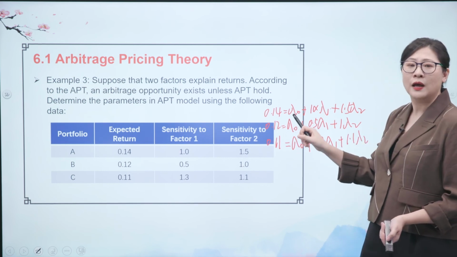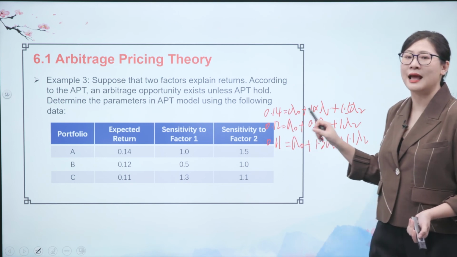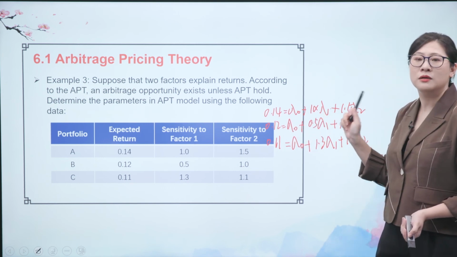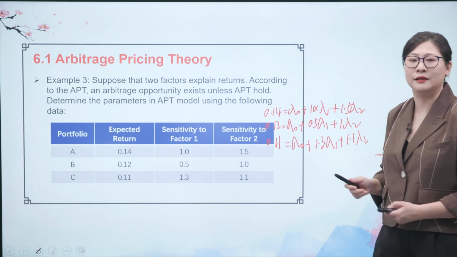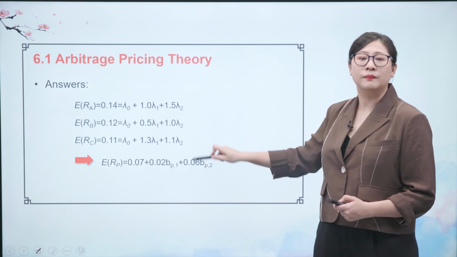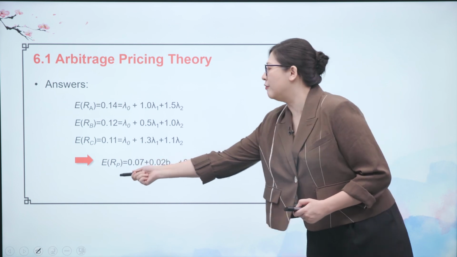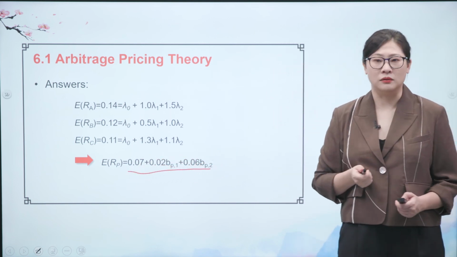So you have three equations and also three parameters. You solve them and you get the final result. We solve these equations and get the result here. So that's our final APT model.